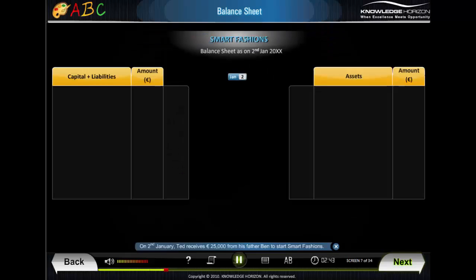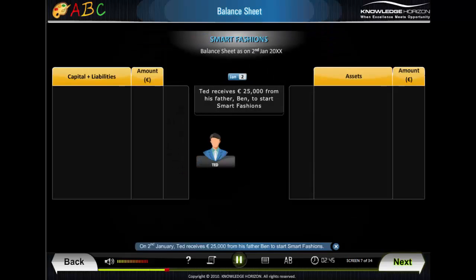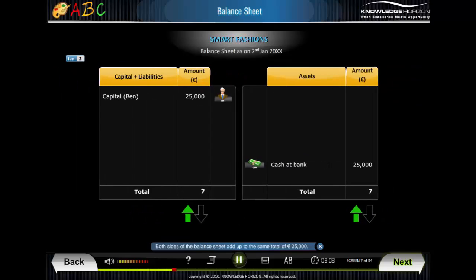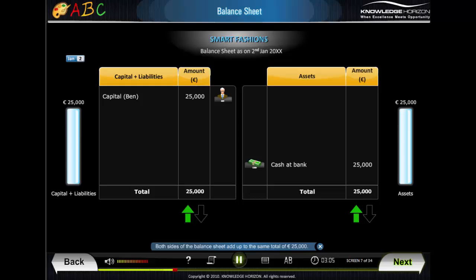On 2nd January, Ted receives 25,000 euros from his father Ben to start Smart Fashions. This amount introduces capital into the business, which increases the liabilities. The amount is then deposited in a bank, which increases the assets. Both sides of the balance sheet add up to the same total of 25,000 euros.